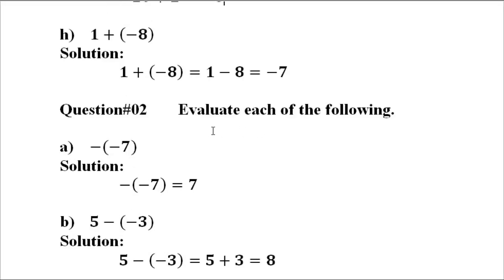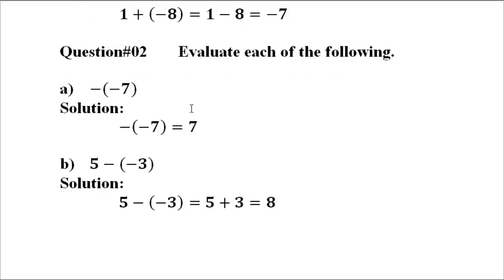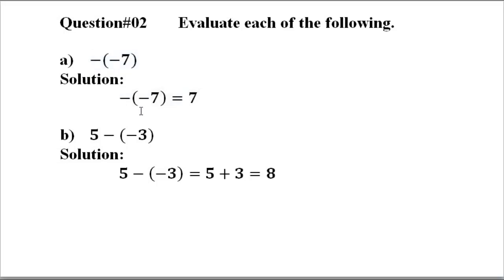Question number 2. Evaluate each of the following. The first part is negative of negative 7. The two negative signs cancel out, so negative of negative 7 becomes positive 7. It's like saying, what is the opposite of negative 7? The answer is positive 7.